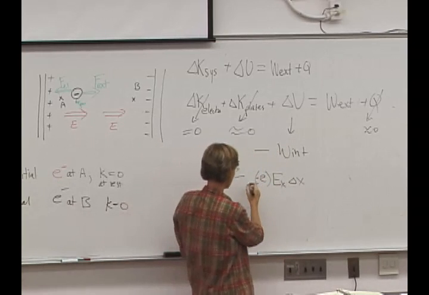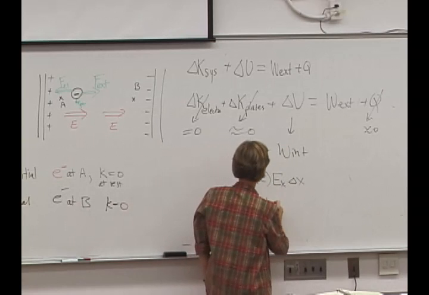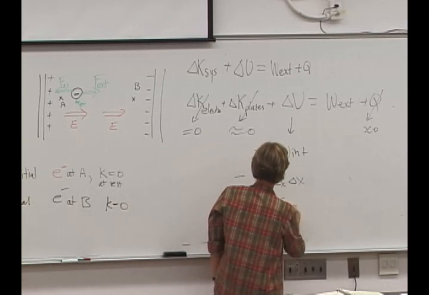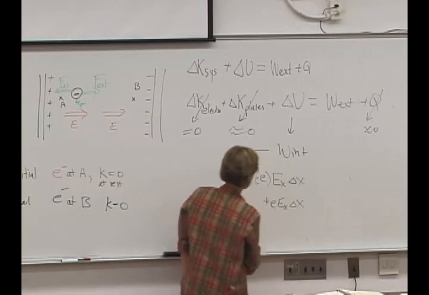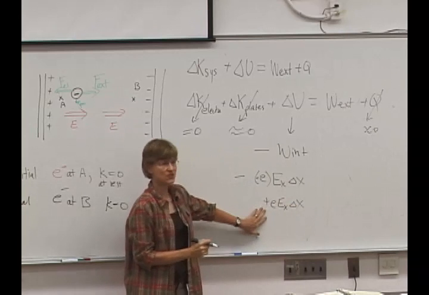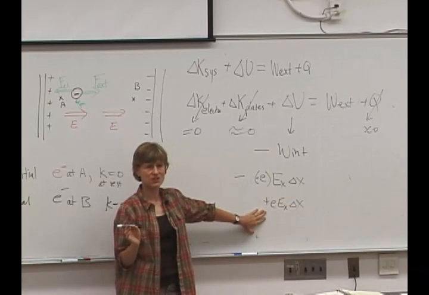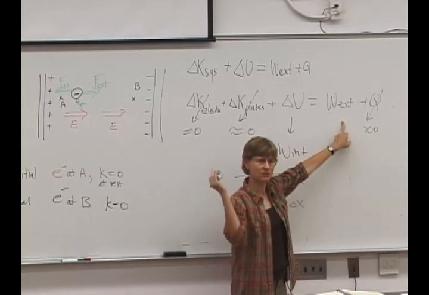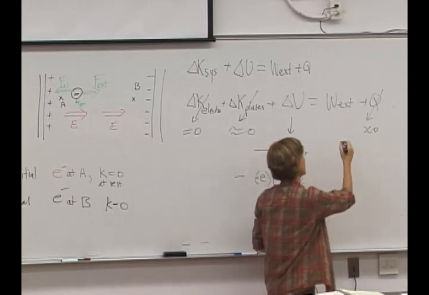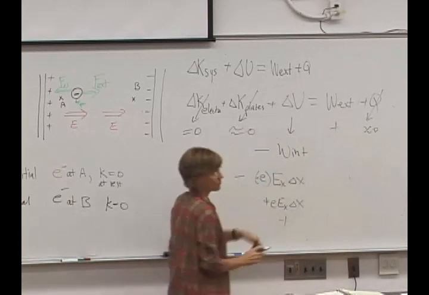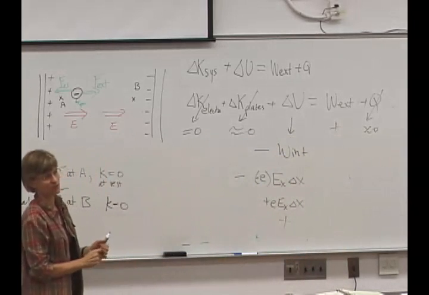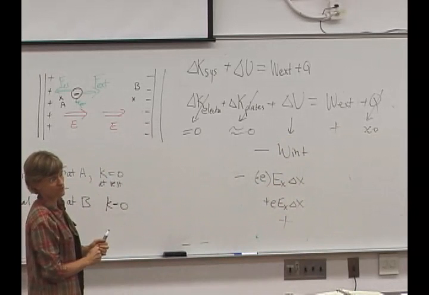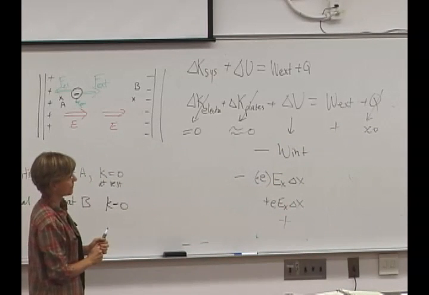And so this number actually comes out to a plus E_x delta x. And that says the potential energy of the system has actually gone up. Delta U is positive. And that makes sense because we did positive work. We pulled the electron over in that direction, and we actually did positive work. So that sort of balances out.